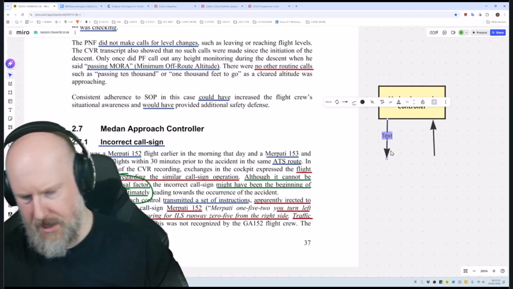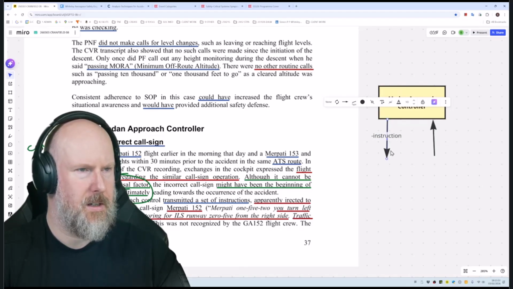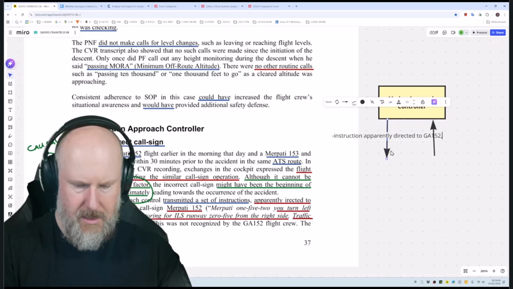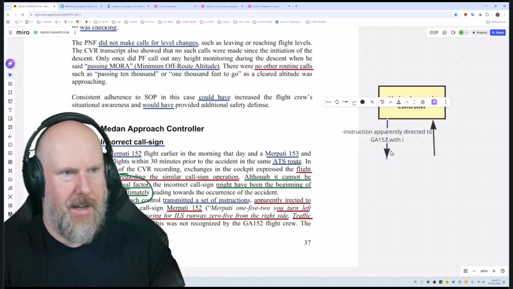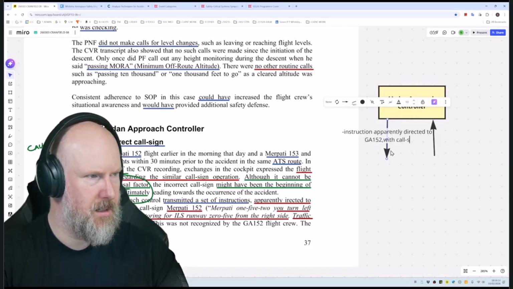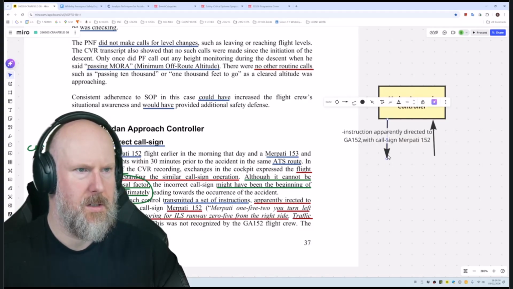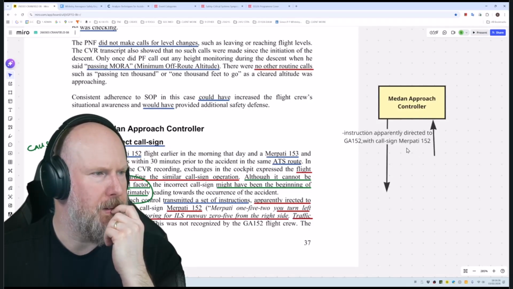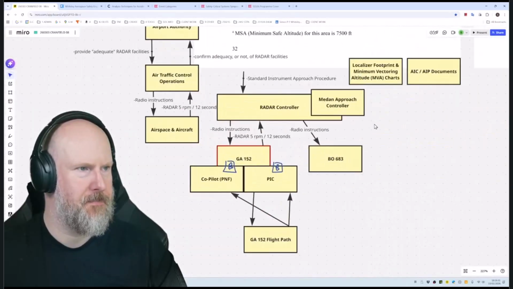Okay, so let's have a look. Let's put that in there then. Instruction aimed, apparently directed to GA152, with call sign MERPATI152. In fact, I'm not going to say incorrect. Okay. And of course, let's just, oh dear, don't want to go that far. There we go.